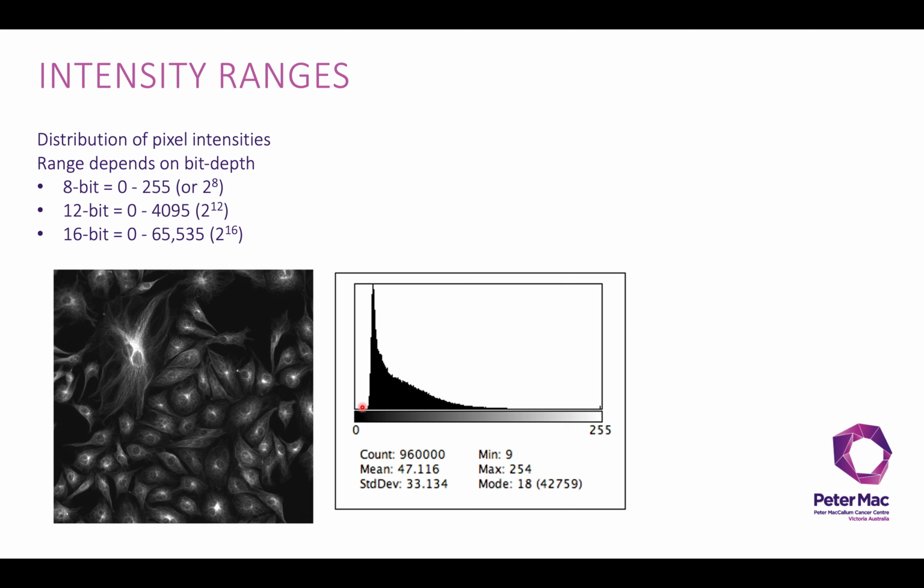So we have very low intensity pixels here. This is all the black background within the image, scaling up to the really high intensity pixels, so these more white pixels here. And this scale can be over different ranges, so 8-bit up to 255 grayscale values, 12-bit up to 4,095, and 16-bit up to 65,000 grayscale values.